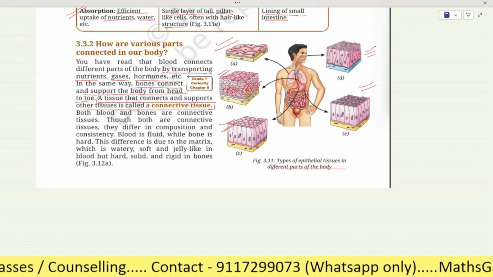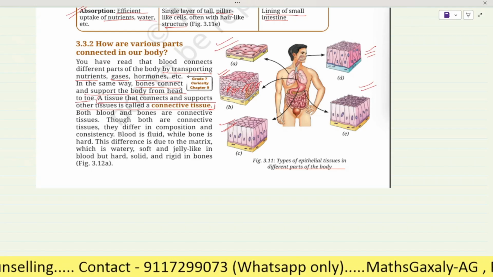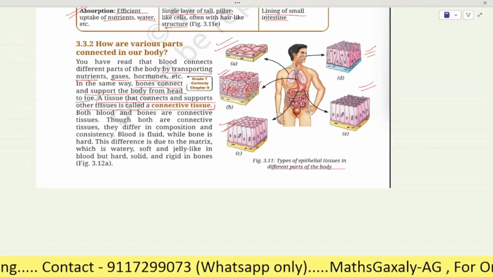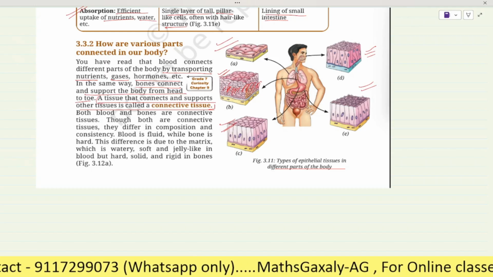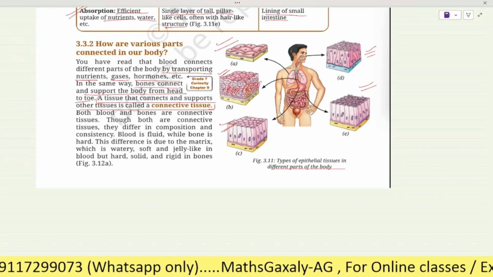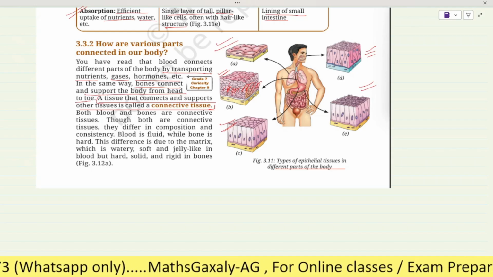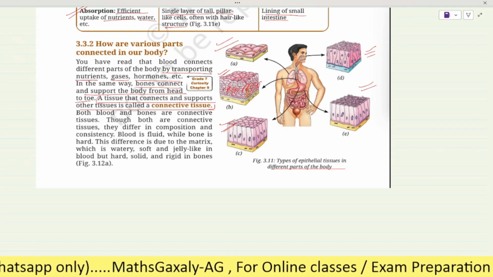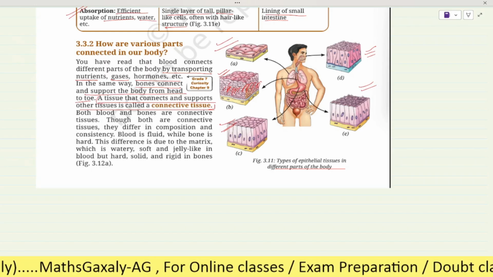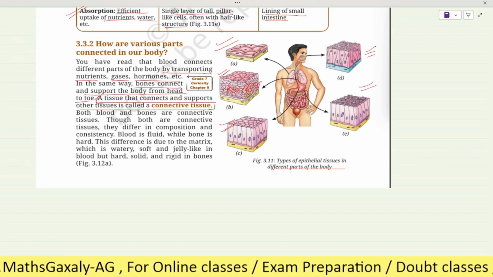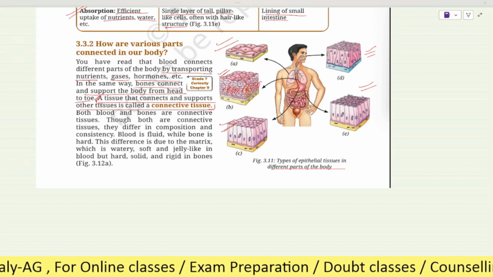The tissue which connects and supports our other tissues is known as connective tissue. Both blood and bones are connective tissues. Though both are connective tissues, they differ in composition and consistency. Blood is fluid while bone is hard. This difference is due to the matrix, which is watery, soft, and jelly-like in blood, and hard, solid, and rigid in bone. Please note down first this one point: a tissue that connects and supports other tissues is called connective tissue.